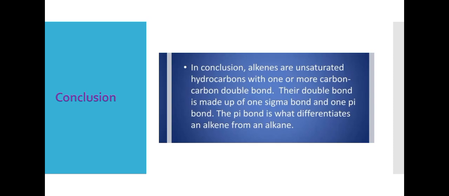In the end, we can conclude that alkenes are unsaturated hydrocarbons with one or more carbon-carbon double bonds, and this double bond is made up of one sigma bond and one pi bond. And this pi bond is basically what differentiates an alkene from an alkane.